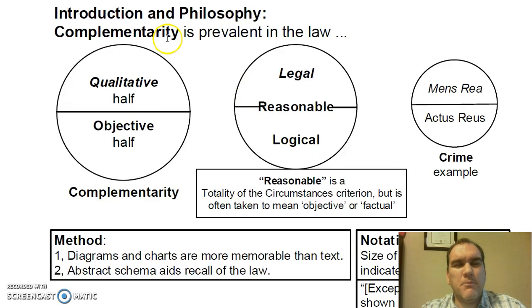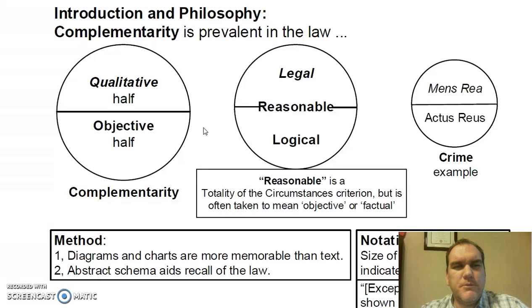The principle here is that complementarity is prevalent in the law, complementarity being the fact that most situations in the law have an objective half, that is, let's say a physical occurrence that happens that can be observed visually, and then also a qualitative half that is judged by human beings, basically, in regards to the situation being analyzed. That's the basic complementarity in the law, which is very familiar to all of us. This visual method just exposes the complementarity in diagrams.